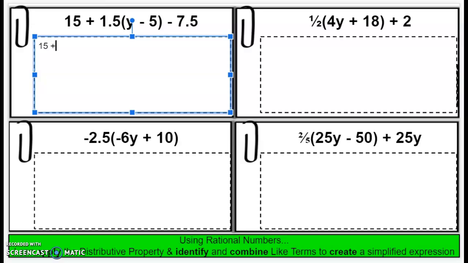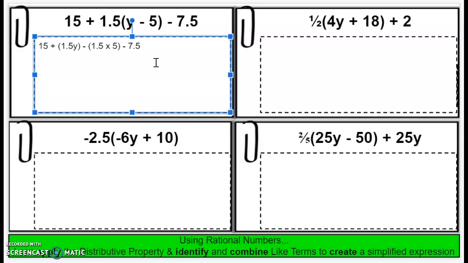So I have 15 plus I'm going to distribute the 1.5 to my y, which is 1.5y. And then I'm going to subtract, because my subtract sign is right here, 1.5 times 5. So like that. That's how I'm going to distribute that. I'm just going to bring down my 7.5.